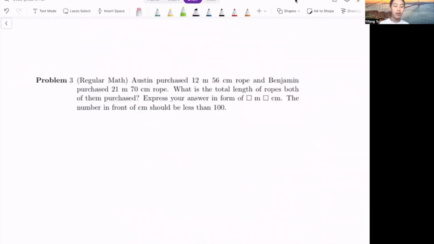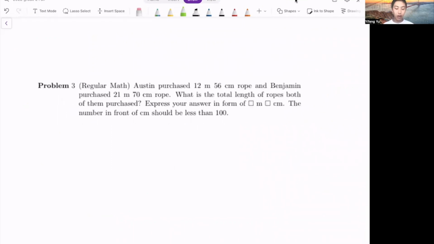Problem 3. Austin purchased 12 meters and 56 centimeters of rope, and Benjamin purchased 21 meters and 70 centimeters of rope. What is the total length of rope both of them purchased? Make sure to express your answer in the form of something meters and something centimeters. The number in front of centimeters should be less than 100.